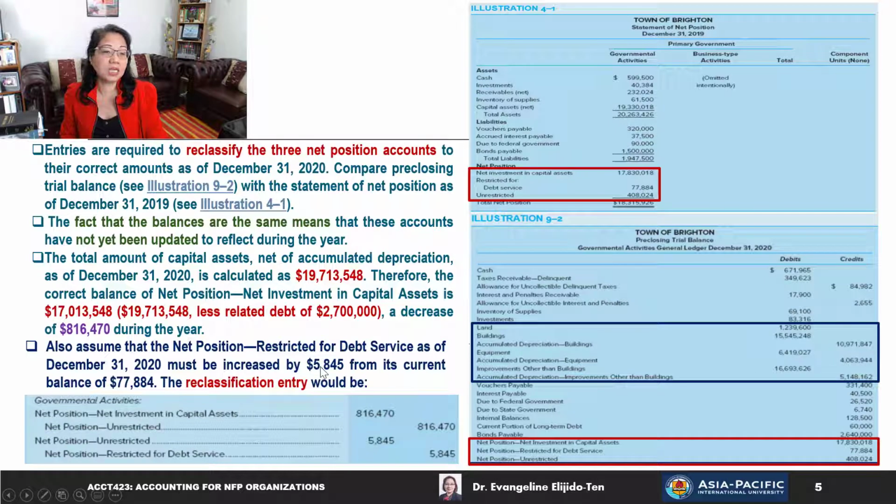To increase our net position restricted for debt service by 5,845, we will take it from the unrestricted net position. So we'll debit net position unrestricted for 5,845 and credit net position restricted for debt service 5,845.